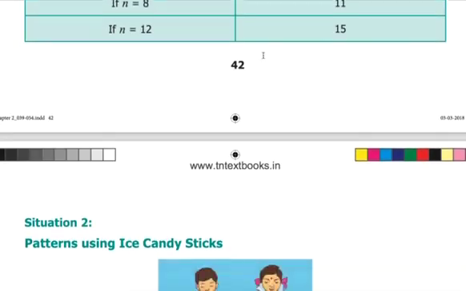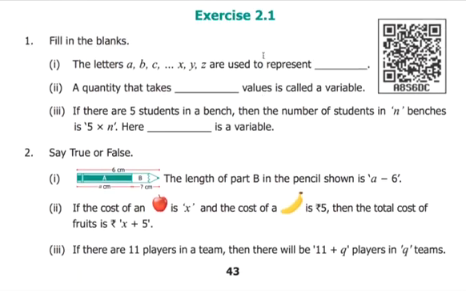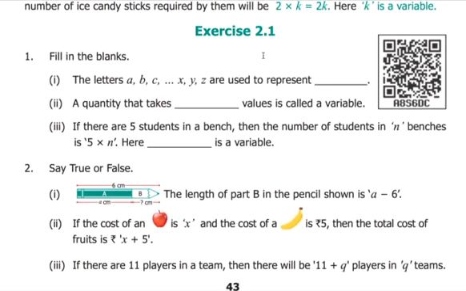Any number, any value is called a variable. If there are 5 students in a bench, then the number of students in n benches is 5 into n. Here n is a variable.